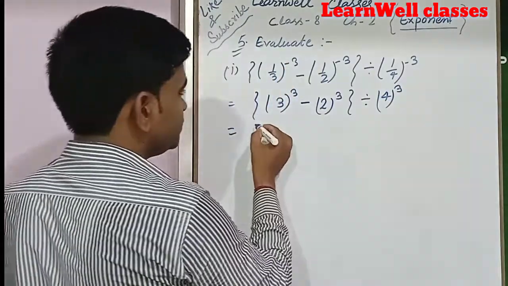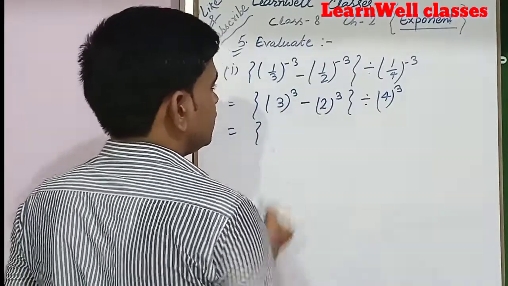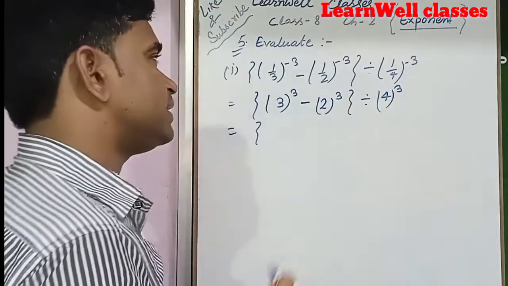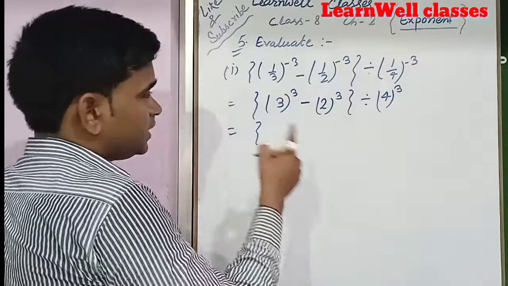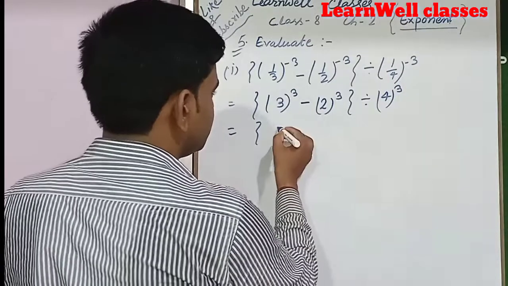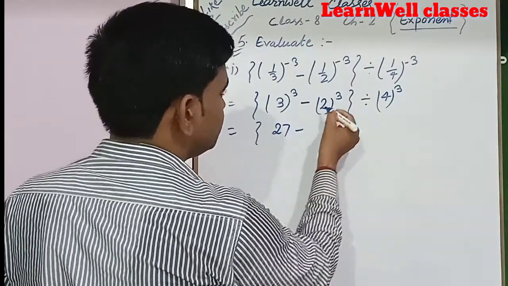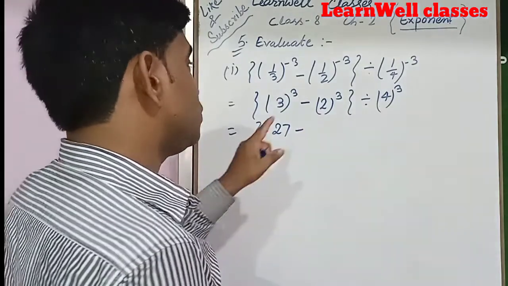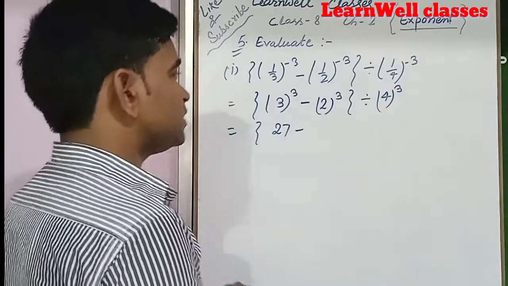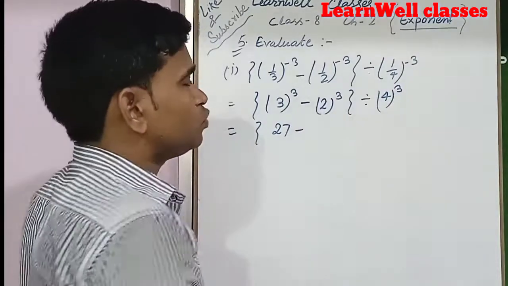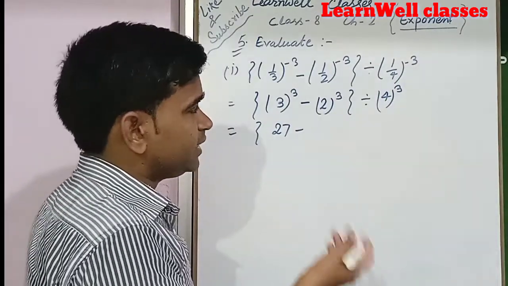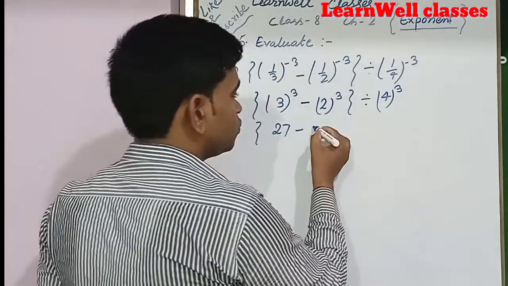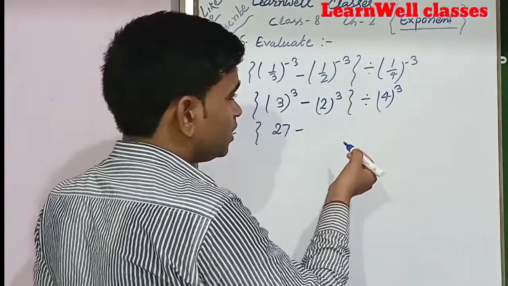We have 3 raised to the power 3, which means 3 is multiplied by itself 3 times. 3 3s are 9, 9 3s are 27. We write down 27 minus 2 raised to the power 3. 2 is multiplied by itself 3 times because its exponent is 3. So 2 2s are 4, 4 2s are 8.